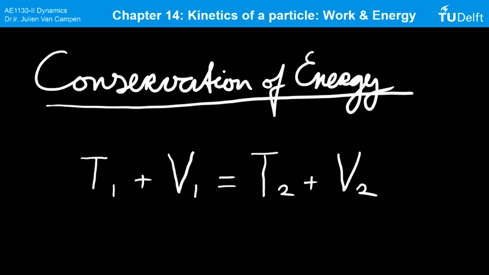Conservation of energy states that the kinetic energy plus the potential energy of a particle in location 1 equals the potential energy plus the kinetic energy of the particle in point 2. Or in an equation, T1 plus V1 equals T2 plus V2. There are many examples where a particle exchanges potential energy for kinetic energy, or vice versa. This can all be considered using the conservation of energy. Note that it's only valid to use conservation of energy if there are no non-conservative forces acting on the particle.